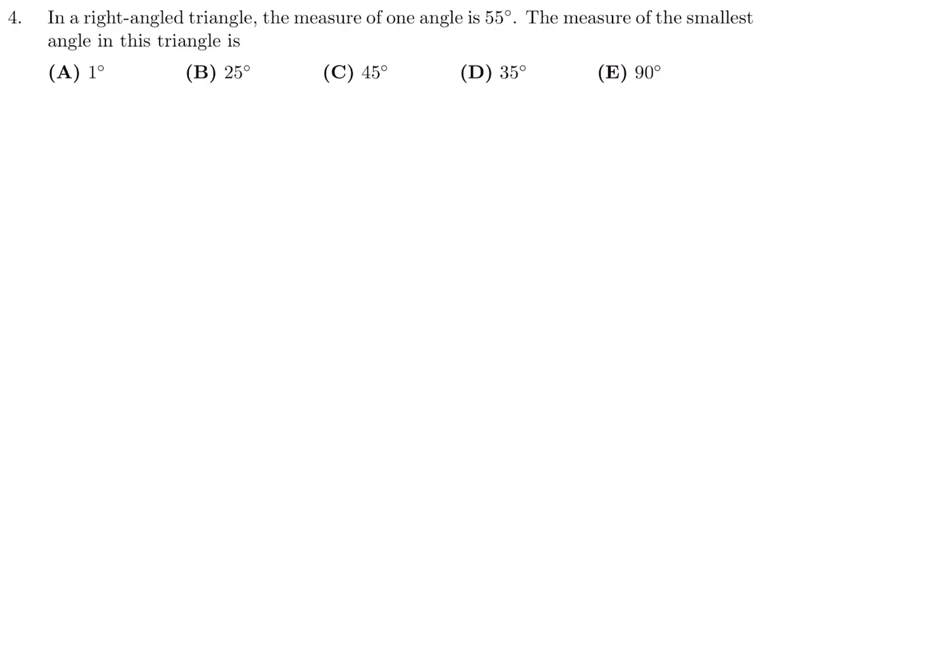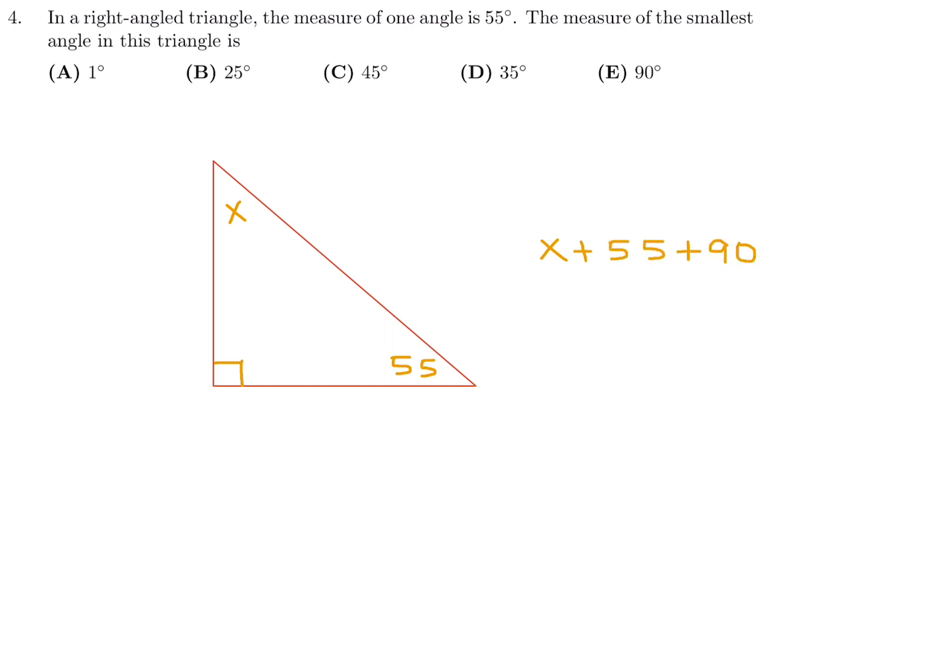In a right-angled triangle, the measure of one angle is 55 degrees. The measure of the smallest angle in this triangle is. Well, let's draw a little triangle, and one is obviously a right angle, this one. And they're saying one angle is 55. What's the other one? Well, the sum of the angles of any triangle are 180. So x plus 55 plus 90 is 180. So solving this, you get x is equal to 35. And therefore, number 4, the answer is D.